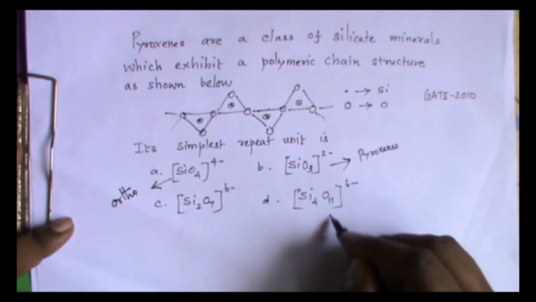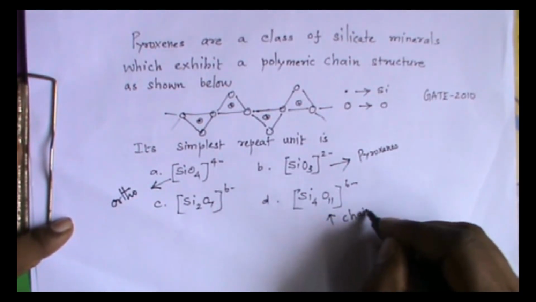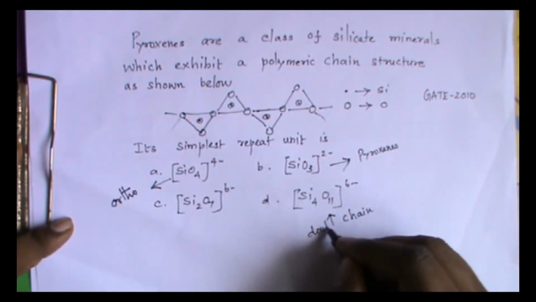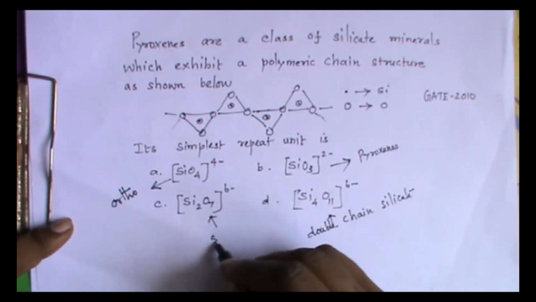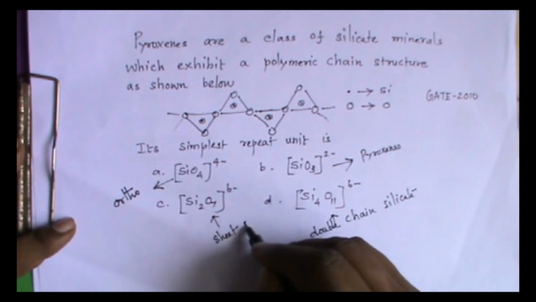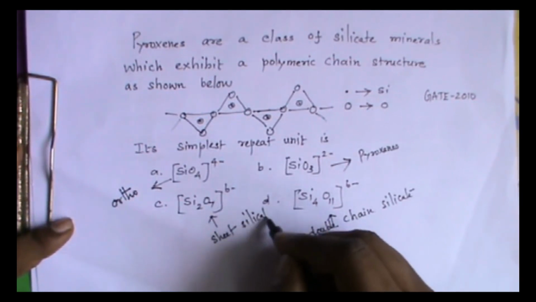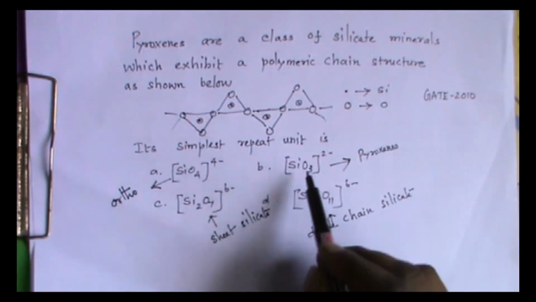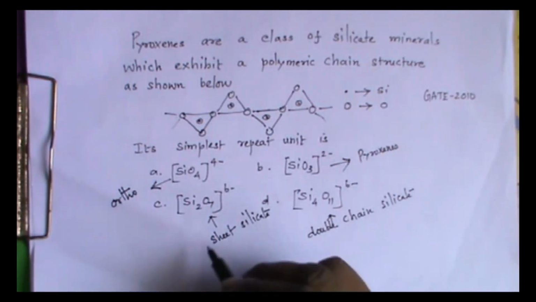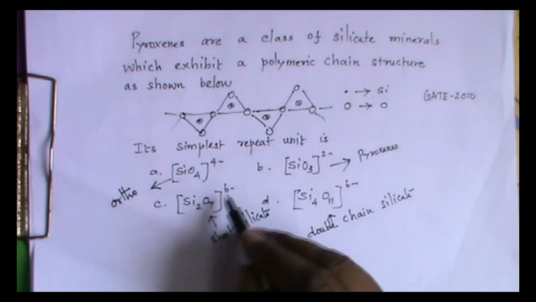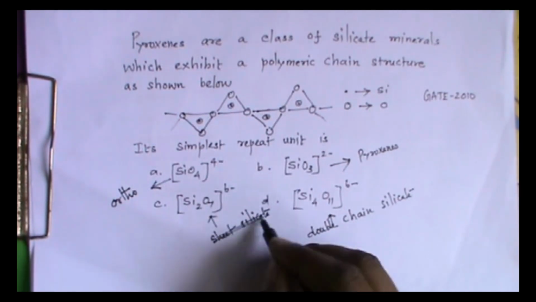This one is for double chain silicate. This one is for sheet silicate. So the correct answer is SiO3 2 minus. Sorry, this is not for sheet silicate. Here Si2O7 6 minus. So this is for pyrosilicate.